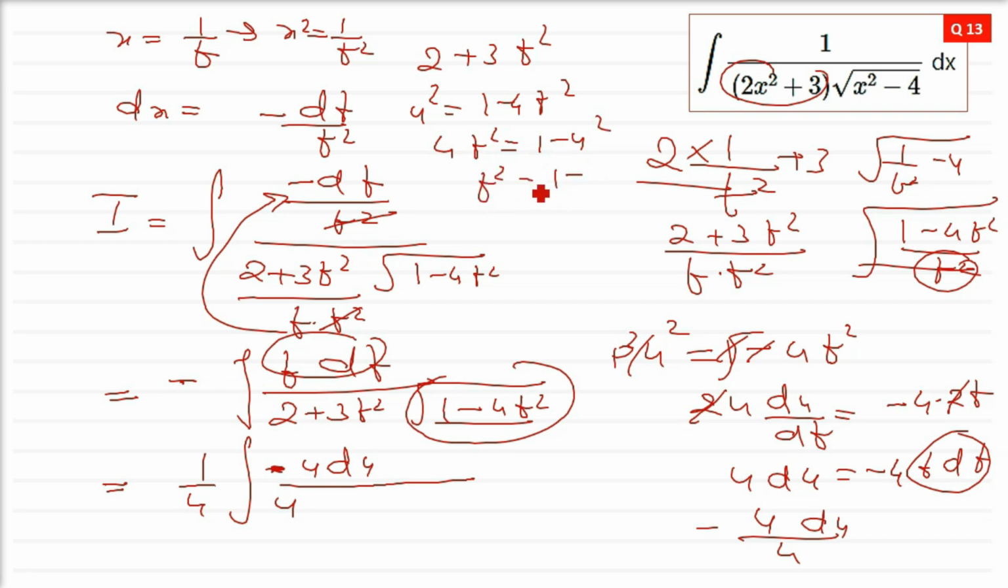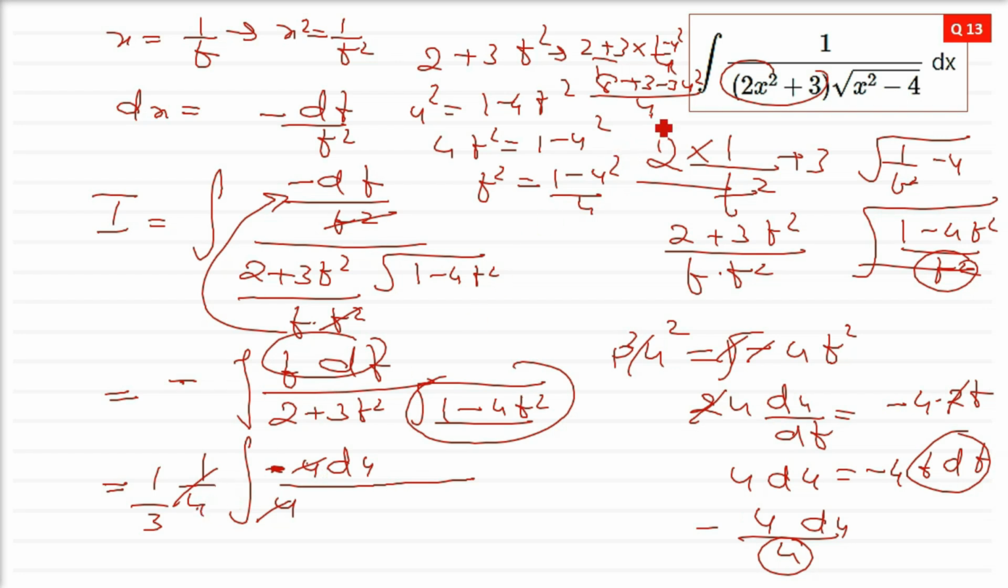So t square will become 1 minus u square by 4. So 2 plus 3 into 1 minus u square by 4. Now take the LCM: 8 plus 3 minus 3u square by 4. So 11 minus 3u square by 4. So u gets cancelled. You get 11 minus 3u square by 4, but it is in the denominator, so this 4 will go up and get cancelled by the 4.